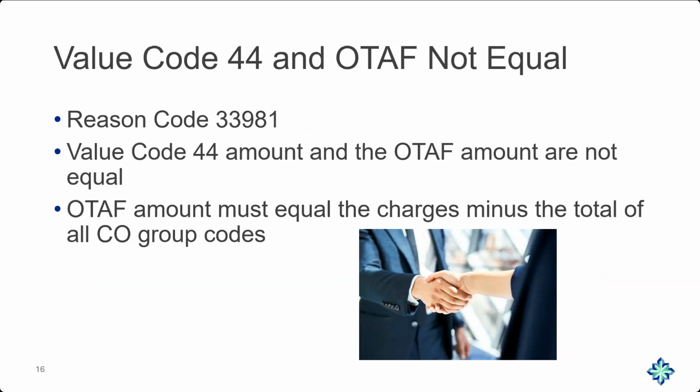So now the next one is reason code 33981. And its narrative, remember that's what we call the description, the narrative, says that the claim was submitted with an incorrect value code 44 amount. The calculated, obligated to accept as payment in full, I know that's a mouthful, that amount does not equal the value code 44 amount. The obligated to accept as payment in full amount has to equal the charges submitted on the claim minus the total of the contractual obligation group codes.